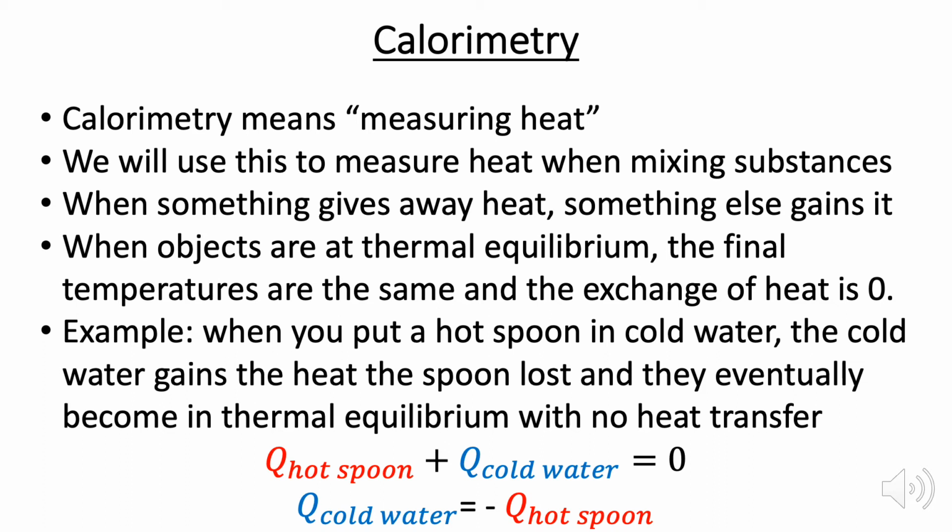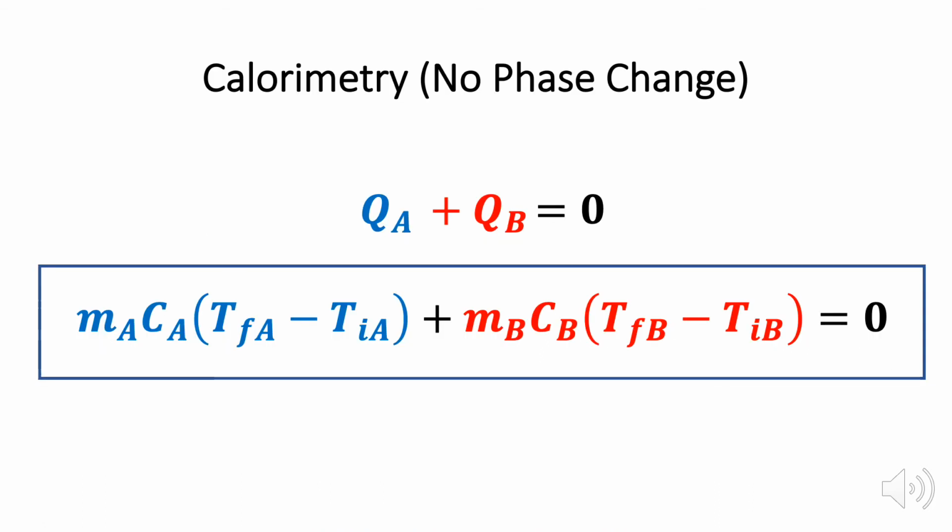So now let's move on to the equation for calorimetry, which is pretty basic. For calorimetry with no phase change, the equation is the heat of object A plus the heat of object B is equal to 0. What that means is mcΔT for object A plus mcΔT for object B is equal to 0.